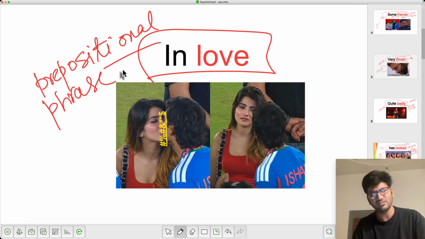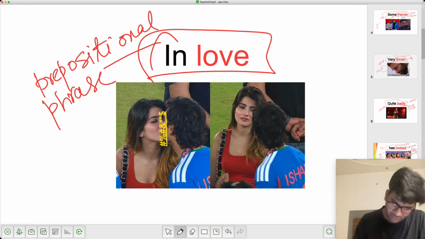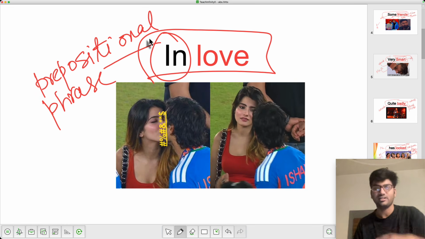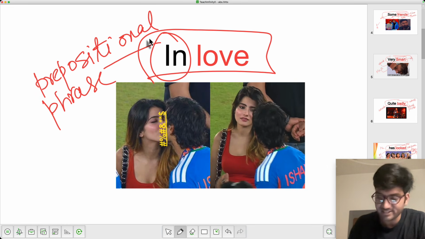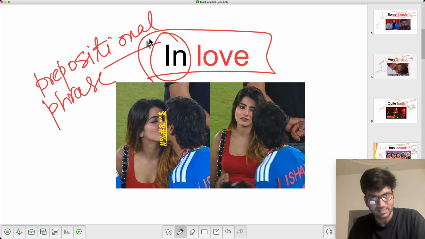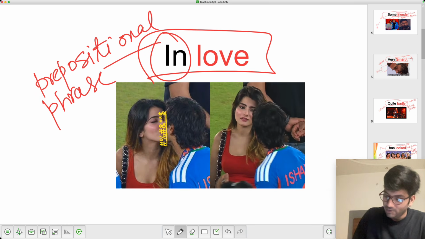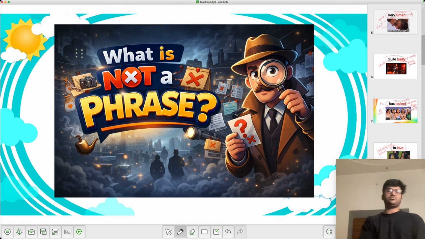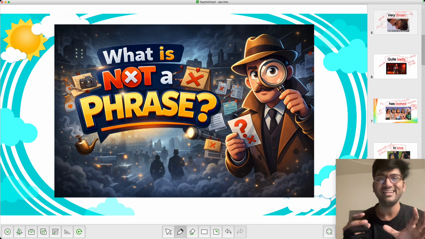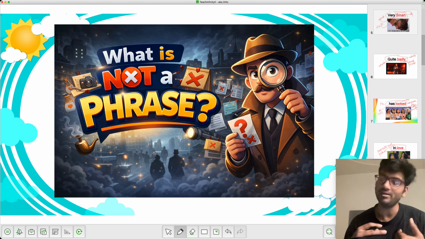A prepositional phrase is a phrase that just starts with a preposition, for example starting with the preposition "in." But this is not going to be used as a preposition in a sentence. It can be used as an adjective or adverb, not as a preposition. It can also be used as a noun, rarely, but it can be. Now, what is not a phrase? We've understood what a phrase is; what is not a phrase is what we'll learn.